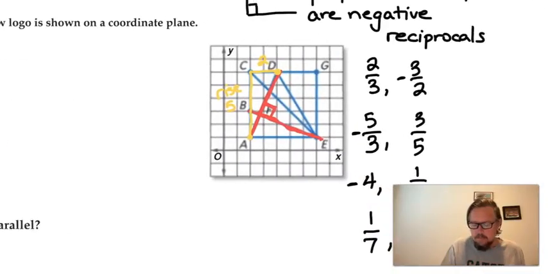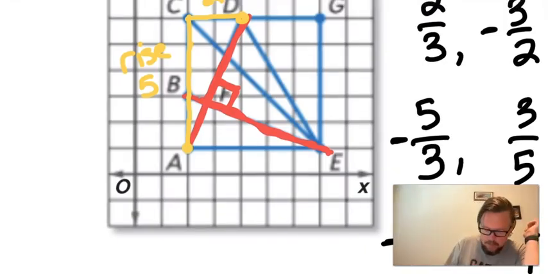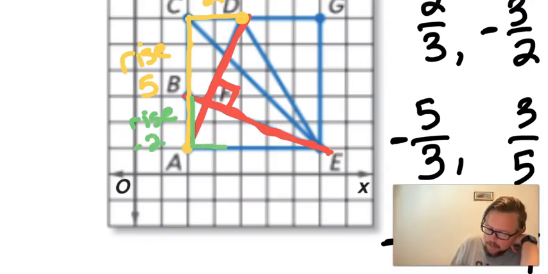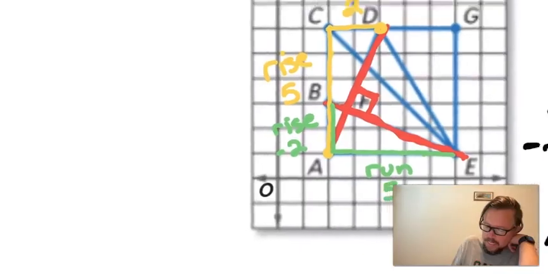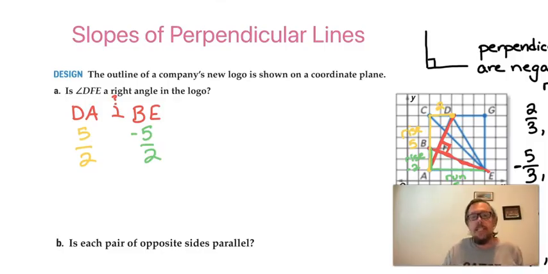Now let's do BE. BE is going down, so I know BE is going to have a negative slope. That's good because I know perpendicular slopes have to have opposite signs. Let me change colors here so it's easy to tell them apart. Let's see, from B it's going to be 1, 2, and we're going down, so the rise is -2, and the run is 1, 2, 3, 4, 5. So the slope of BE is -2/5. Is this a right angle? Yes, it is.